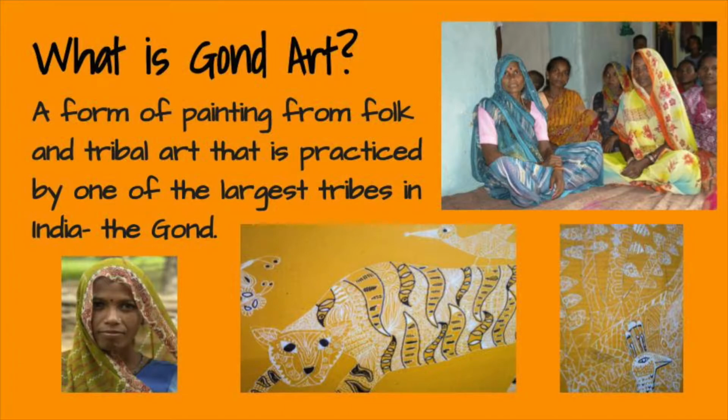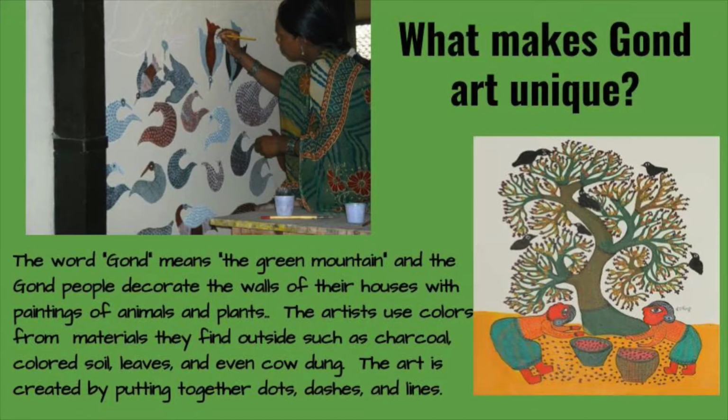Folk and tribal art that is practiced by one of the largest tribes in India, the Gond. The word Gond means the Green Mountain, and the Gond people decorate the walls of their houses with paintings of animals and plants. The artists use colors from materials they find outside. And what makes Gond art unique is that they use charcoal, colored soil, leaves, and even cow dung. The art is created by putting together dots, dashes, and lines.